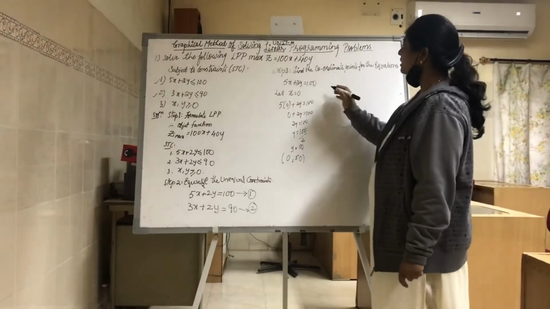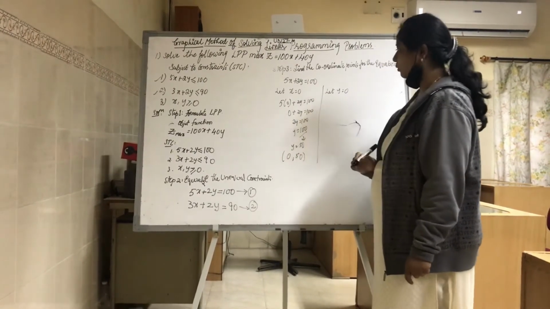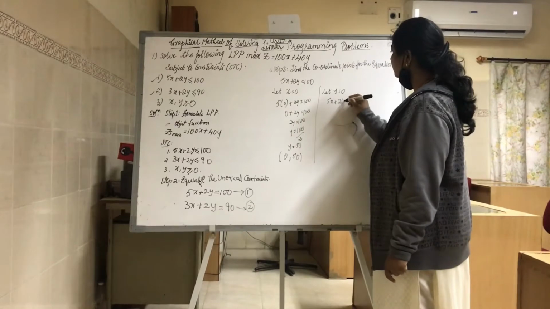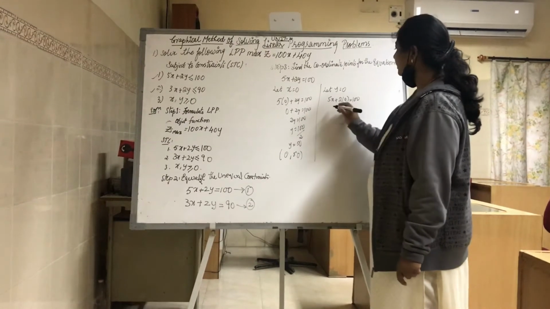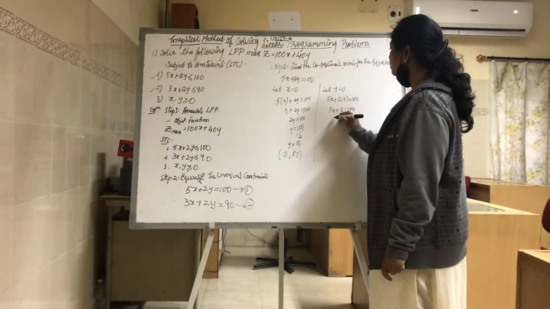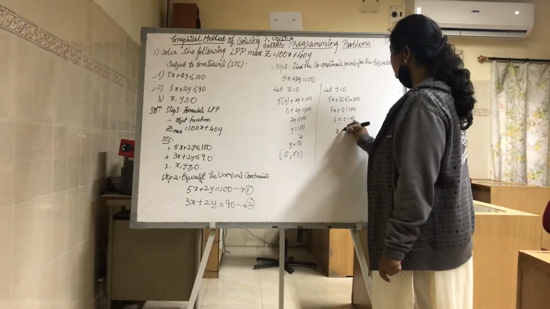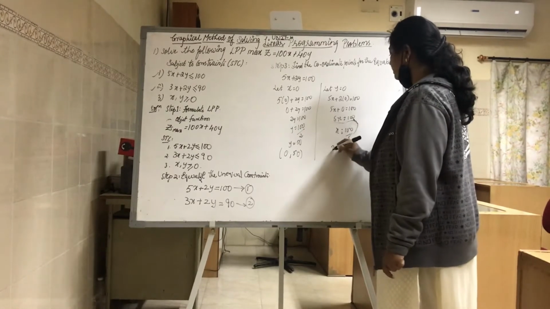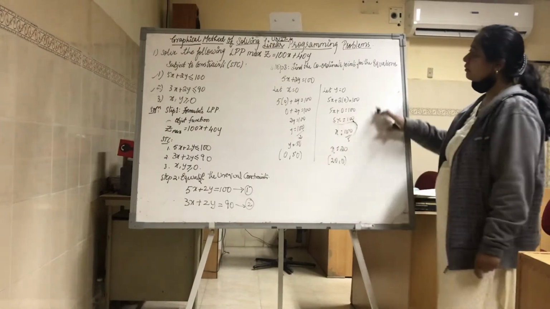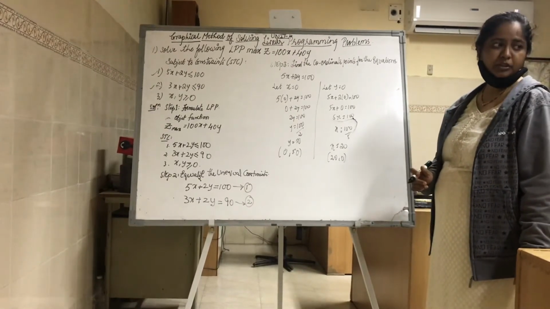Now for the same equation, let y is equal to 0. So it is 5x plus 2 into 0 is equal to 100, that is 5x plus 0 is equal to 100. So 5x is equal to 100, then x is equal to 100 by 5. So x is equal to 20. So you will write it as 20 comma 0. This is only for the first equation. In the same way you have to find it for the second equation.